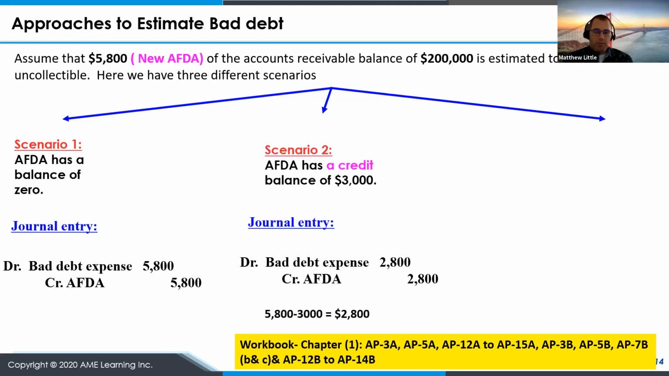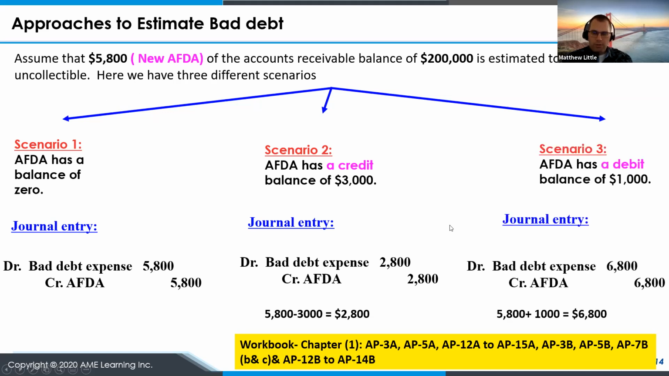Sometimes our AFDA might have a balance other than 0. For example, if it was a credit balance of $3,000 and we need to have a credit balance of $5,800, we would need to do a journal entry for the difference, being $2,800, because we want to increase the credit balance of AFDA to $5,800. So we would credit the AFDA by $2,800 and debit our bad debt expense for $2,800. So the opening balance of 3,000 plus the journal entry of 2,800 will give us the balance of $5,800 required.